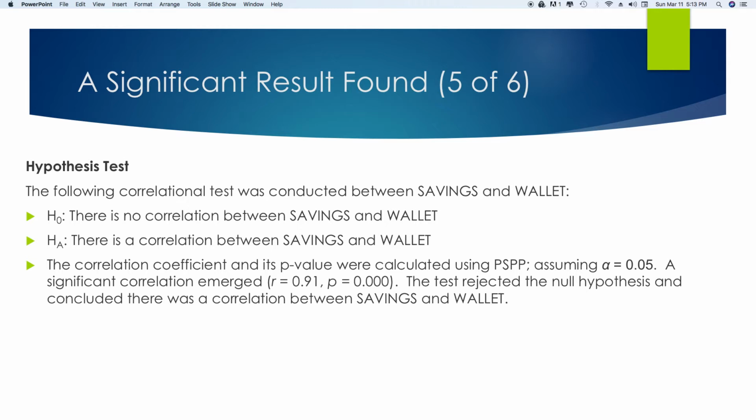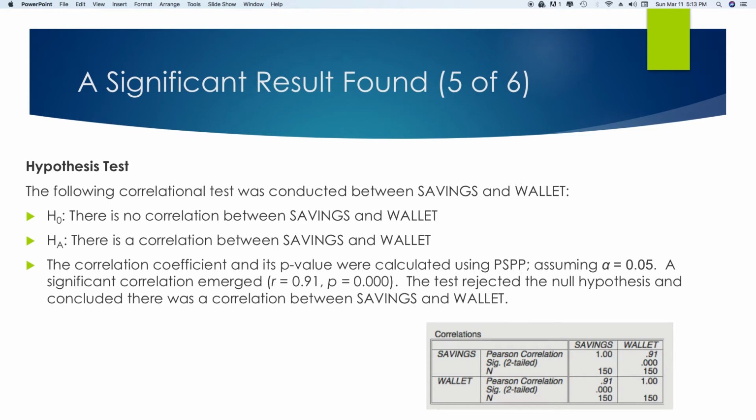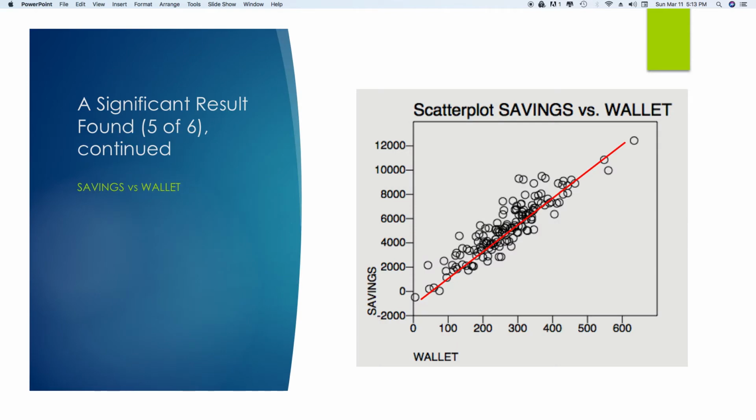Again, the test rejected the null hypothesis and concludes there is a correlation between savings and wallet, which we see as our output. Again, 0.91 for the R value and 0.000 for the p-value. And seen graphically, again, a very strong direct relationship. We can see all of the points on the scatter plot are clustered very closely, which makes sense, as our R equals 0.91 and indicates again a direct relationship since the R value is greater than 0. And of course we see this again as an upward sloping best fit line.